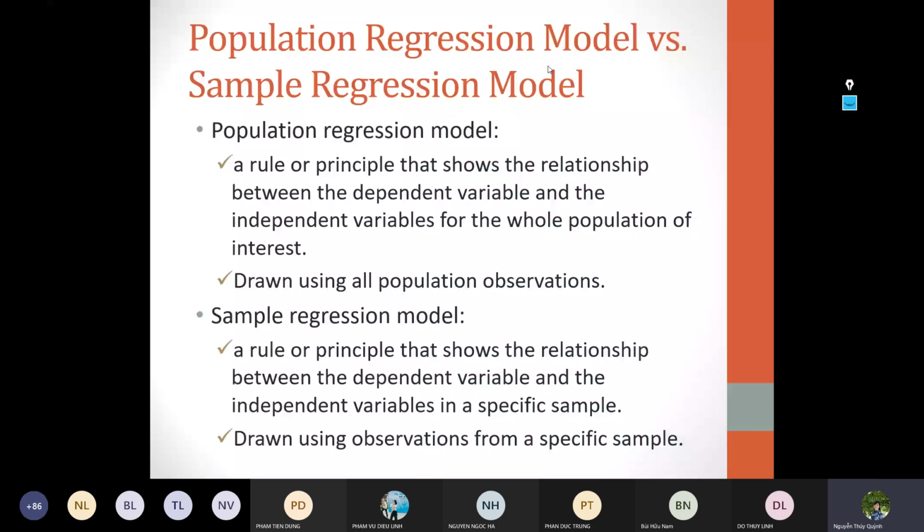Okay, all right, population regression model. There's only one population regression model, but you may have many different sample regression models. A sample regression model can be drawn using the observations from a specific sample. The population regression model applies to the whole population of interest, but the sample regression model applies to a specific sample taken from the population. That is the difference between the population regression model and the sample regression model. Any questions here?